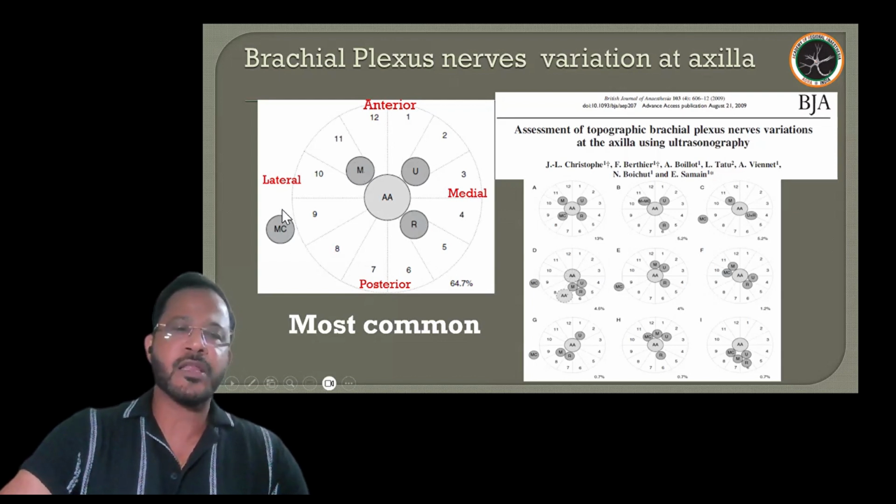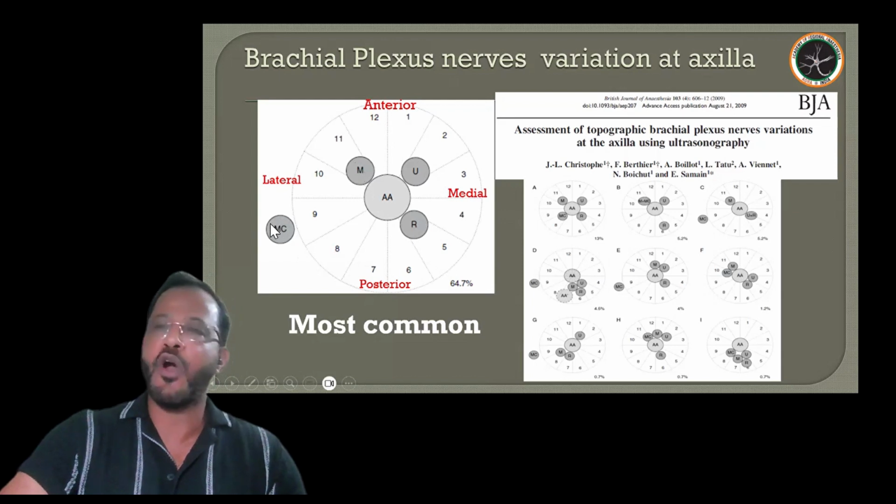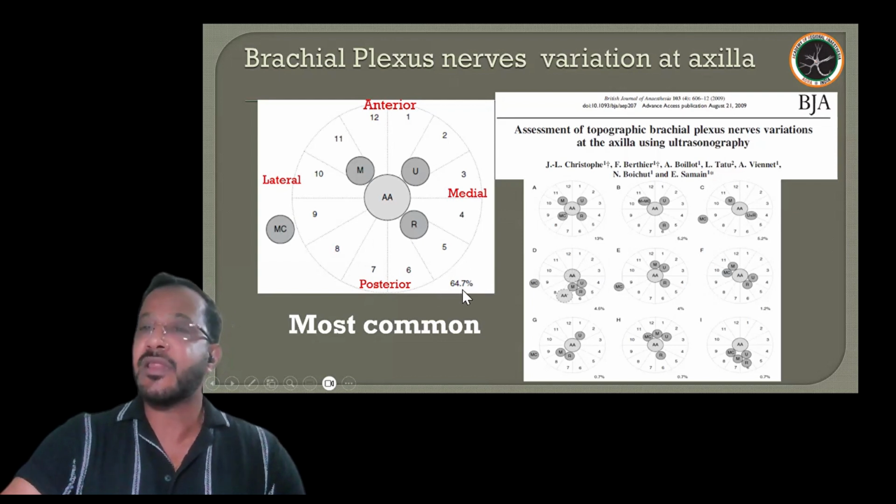The musculocutaneous nerve lies in the upper deep quadrant inside the coracobrachialis at around 9 o'clock position. The ulnar nerve lies in the superficial deep quadrant at around 2 o'clock position relative to the axillary artery, and the radial nerve lies in the lower deep quadrant at around 5 o'clock position relative to the axillary artery. This type of topographic arrangement usually you will find in 65% of the population.